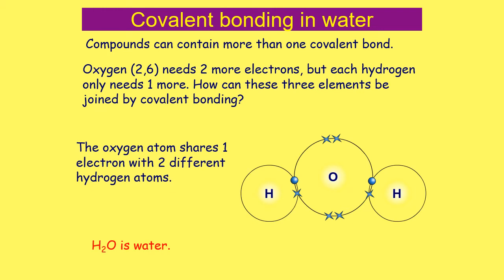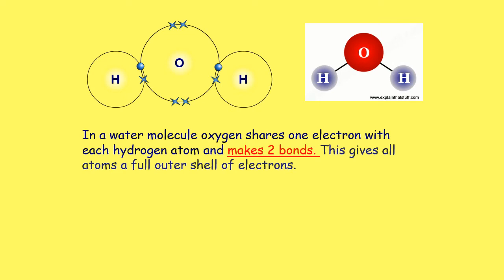Now the shape of water is not linear. The shape of water is angular or bent. Now in a water molecule, oxygen shares 1 electron with each hydrogen to make 2 bonds, and this gives the atoms a full outer shell. And this produces an angular shape.